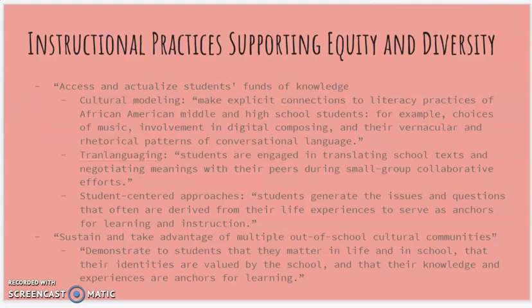First of all, access and actualize students' funds of knowledge. There are three specific ways of identifying what students already know, the funds of knowledge, the knowledge that they bring with them, the things that they are already familiar with, the giftedness that they can bring to a situation. Three ways I talked about doing that were through cultural modeling, translanguaging, and then through student-centered approaches.